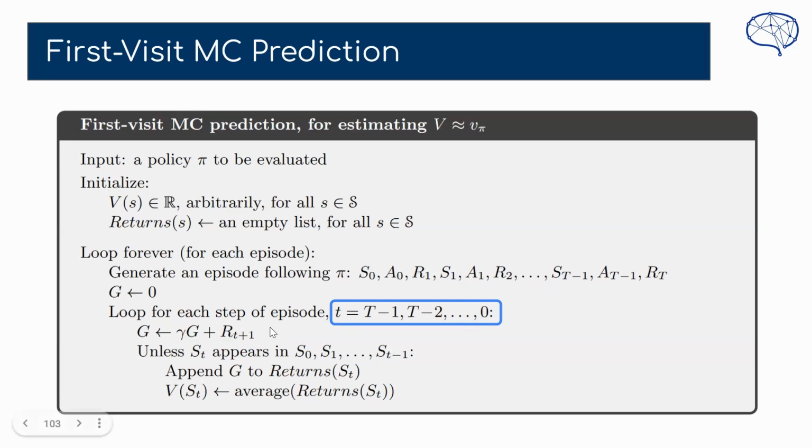For first time Monte Carlo prediction, you're only doing your updates to your averages if it's the first time you've seen this state. So you're calculating your return going this way, but you're checking to see if it's the first time you see a state going this way. It seems a little bit confusing, but really, it's just the first time that you see a state, you add a return.